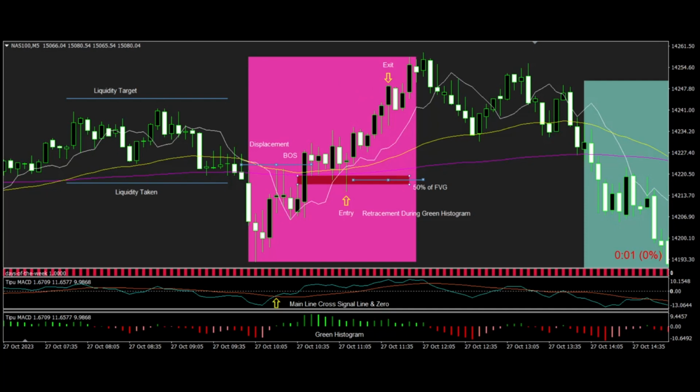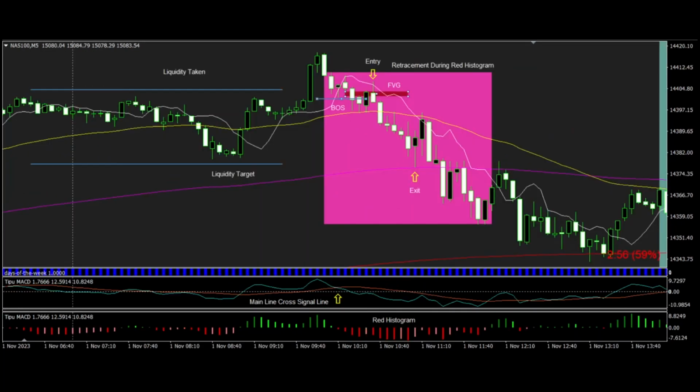The next few examples will have something you'll need to watch for, and we'll have some tips for you to be able to tell which fair value gap is the one you should take. In this example, we have our liquidity zones. This liquidity was taken, and this is our target. Price displaces to the downside. This is a break of structure with this swing low. Price broke that swing low here. There's also a fair value gap.